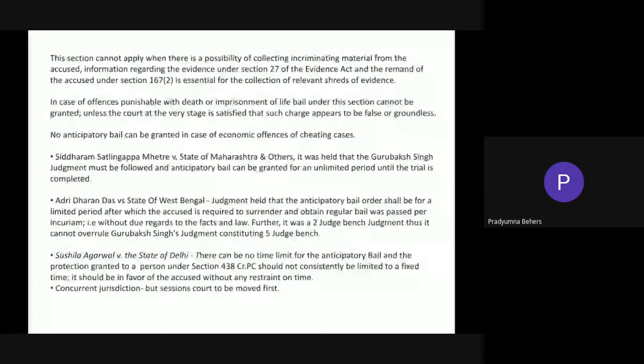So it is also provided that in cases which are punishable with death or imprisonment for life, then under this section, bail cannot be granted. No anticipatory bail can be granted in cases of economic offences, that is, cheating cases, etc. Then no anticipatory bail should be granted.